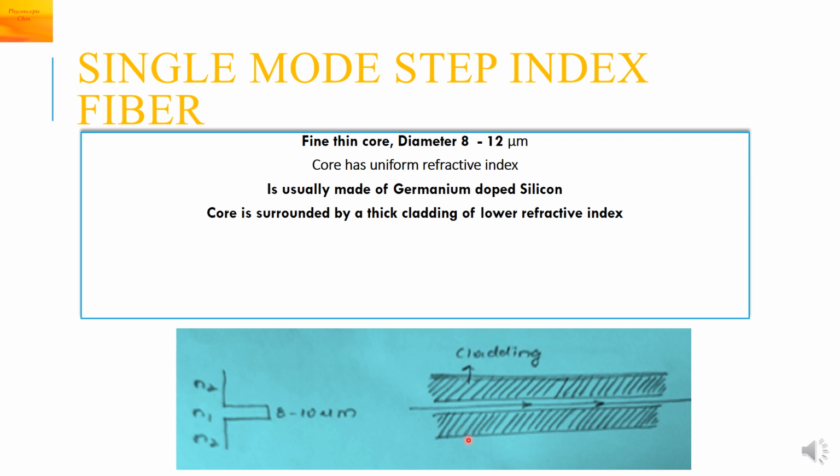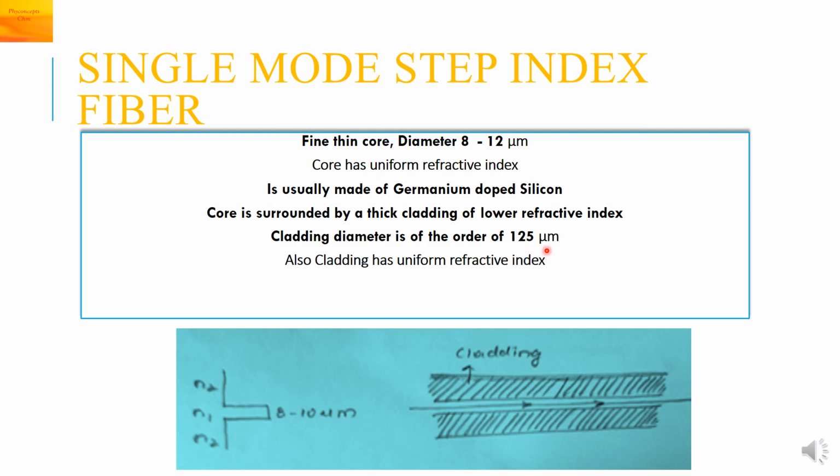The core is now surrounded by the cladding, a thick cladding of lower refractive index. We will denote the refractive index of the cladding as N2. The cladding diameter is of the order of 125 micrometer. Again, the cladding also has a uniform refractive index, which is shown here in this refractive index profile. So N1 is the refractive index of the core, which remains uniform throughout the core, and the same thing goes for the cladding. The refractive index remains the same as N2.